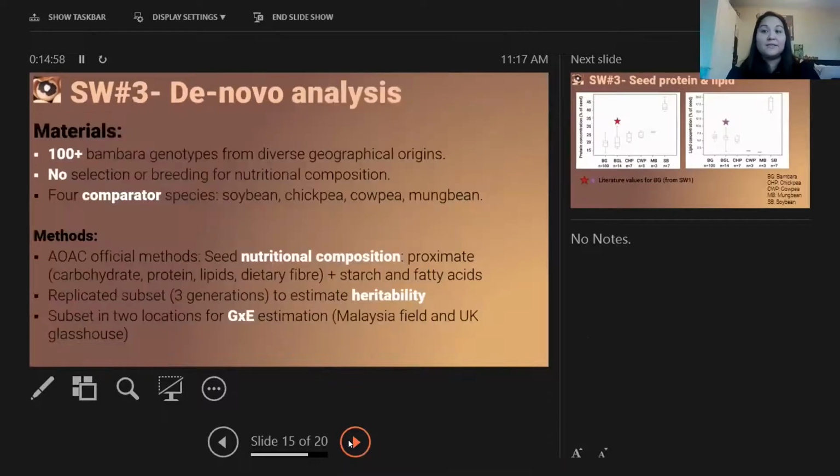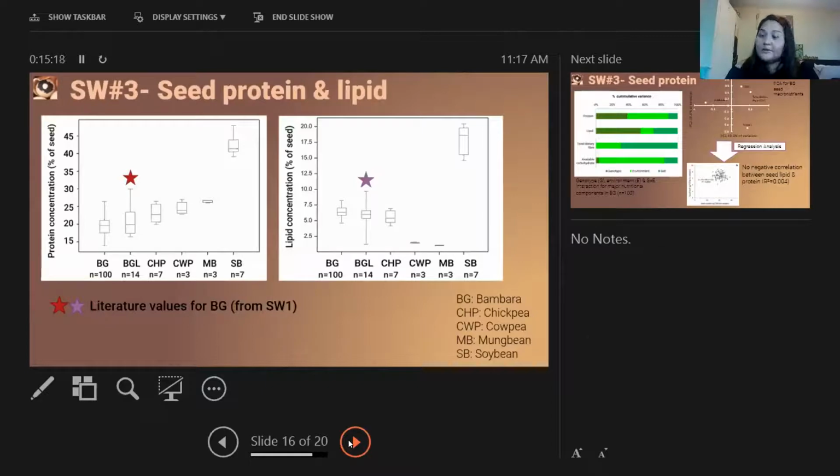So the third one is a de novo analysis. It was important that we gathered enough genotypes that would allow us to do a comprehensive analysis. So 100 genotypes were sourced from all over the world. And we did nutritional composition, proximate, starch, fatty acids, and some heritability analysis as well as G times E. We see that in comparison to literature, the actual values are a bit lower with a smaller range of variation, which is quite expected. But it gives us a very solid platform that we can lobby for the nutritional composition of this crop.